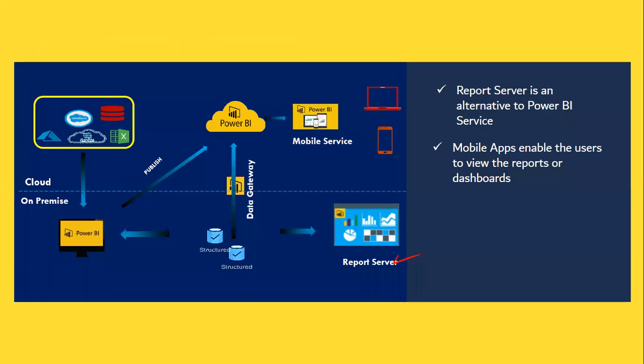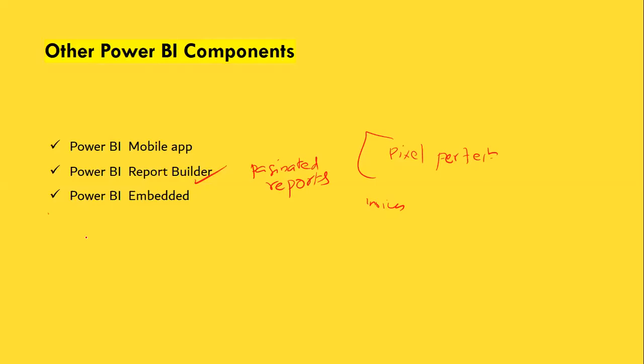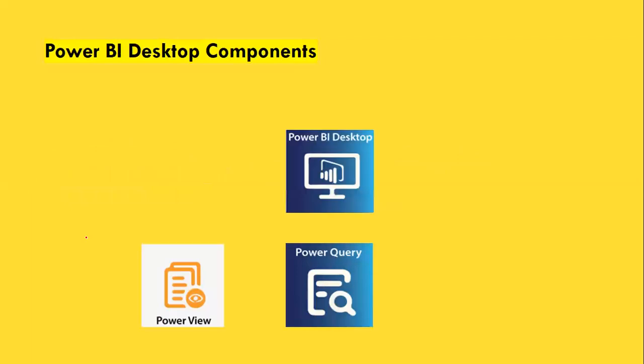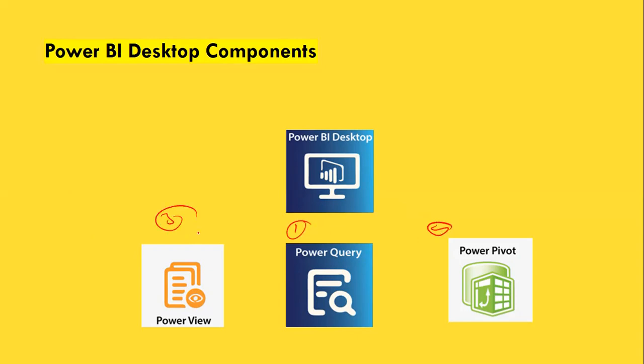So far, we discussed all the components or products that are available as part of the Power BI. And now what we will do is narrow down to Power BI Desktop. Okay, we will take a deep dive in Power BI, in the sense at the architecture, the components level. So as part of Power BI Desktop, there are three components. The first one is Power Query. The second one is Power Pivot, and the third one is Power View.